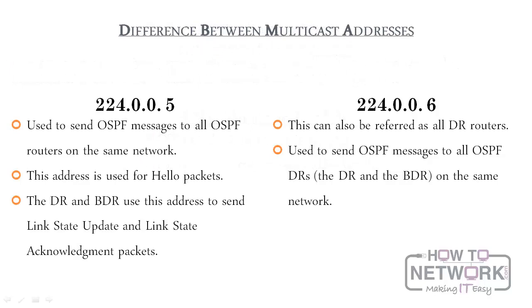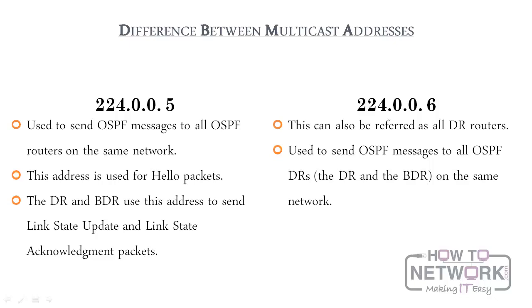So let's discuss one point here which people are often confused with. What is the significance of these two multicast IP addresses? We have 224.0.0.5. This is used to send OSPF messages to all OSPF routers on the same network. The address is used for hello packets. The designated router and backup designated router use this address to send link state updates and link state acknowledgement packets.